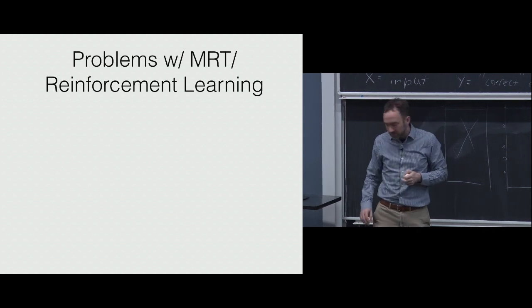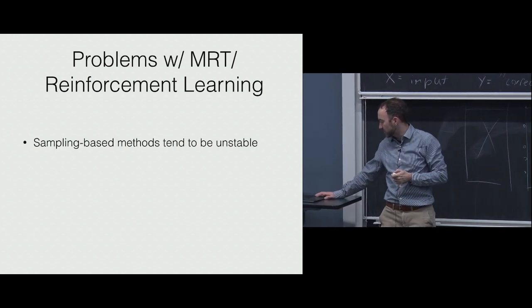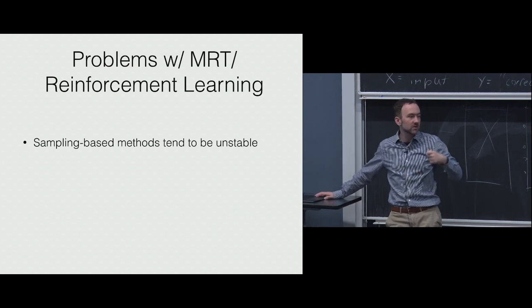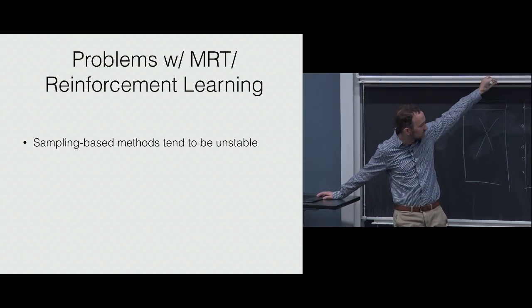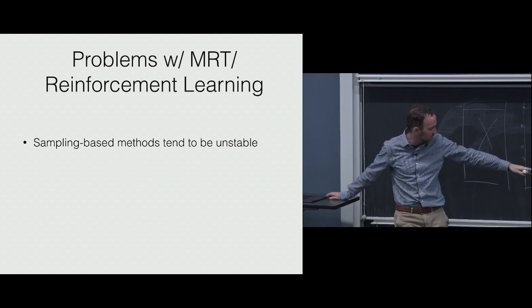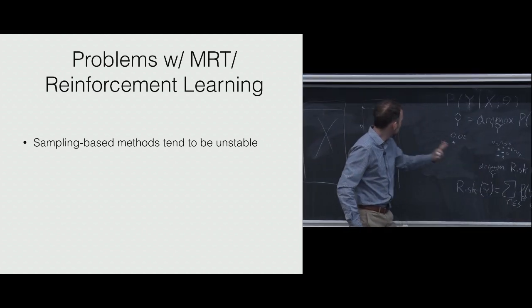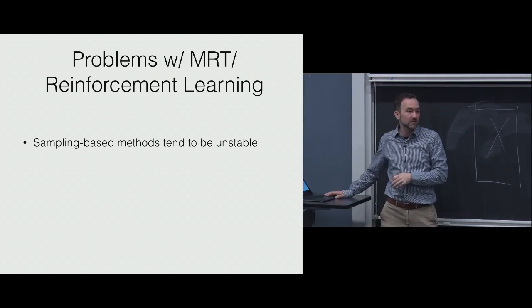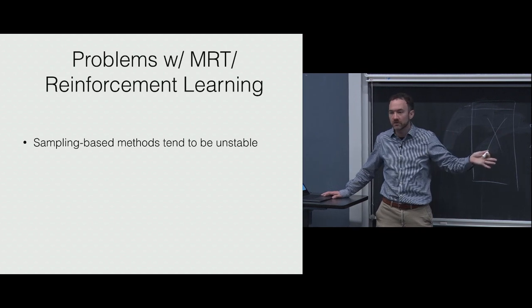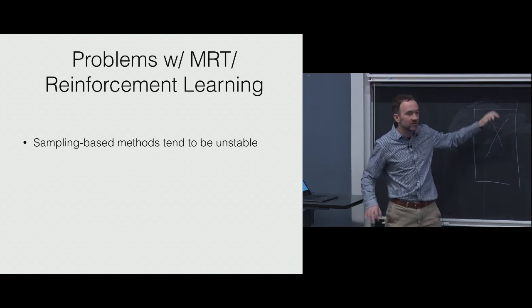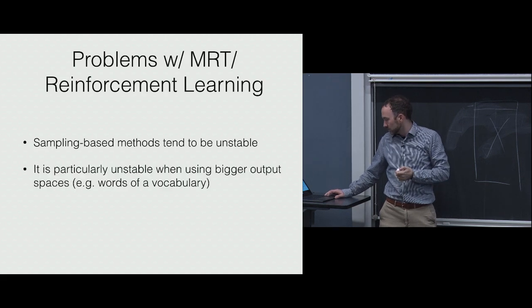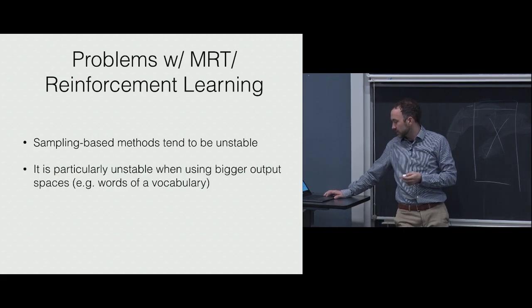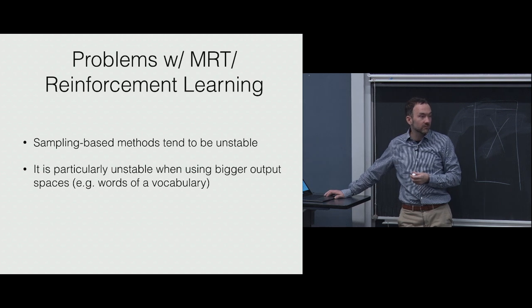But the problem with it is that, in general, sampling-based methods tend to be unstable because you're only considering a very small subset of the outputs in your loss. Sorry, that's the decoding objective. But you're only considering a very small number of the outputs. For example, if there's no good output in the entire sample that you have here, you're not going to be able to learn anything. It's particularly unstable when using a bigger vocabulary space. Let's say you have 10,000 words in your vocabulary. That's going to be hard.